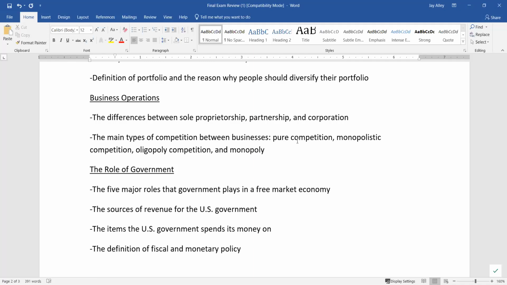If you don't have those two things identified, then you've missed the boat. You don't understand what the sources of revenue for the government are. We looked at some pie charts and some other graphics. All that information was in there, so go back and check that out. For sure, you need to look up and understand fiscal and monetary policy. They're not the same. Different parts of the government are involved.